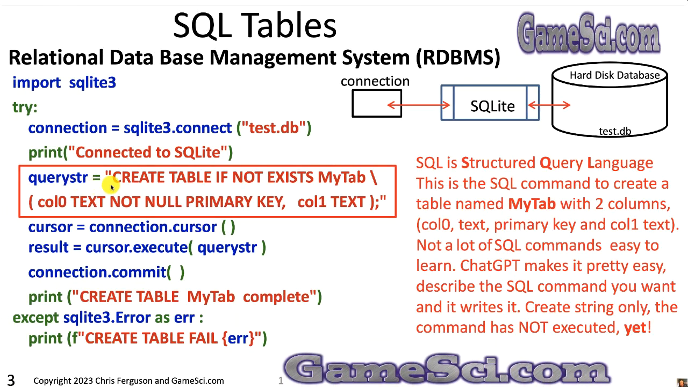query_str equals create table if not exists myTab. So the table we're building is called myTab. Then we're going to set up column 0, which is text, not null, and the primary key, and column 1, which is just plain text. SQL is structured query language. This is the SQL command to create a table named myTab with 2 columns. Column 0 is plain text and it's a primary key, and column 1 is text also.